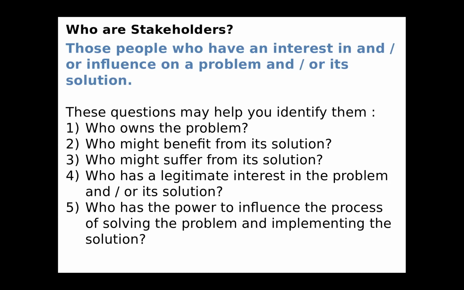So if you're trying to think about who your stakeholders are, these questions can help you think about identifying them in the first place. So think about who owns the problem. Think about who might benefit if this problem is solved. Crucially, also think about who might suffer if it's solved. If you solve this bit and improve the efficiency of this bit of the system, is that going to have a knock-on impact over here, or is it going to mean that certain staff are being asked to work in different ways that they may not like? So you need to think about that as well.